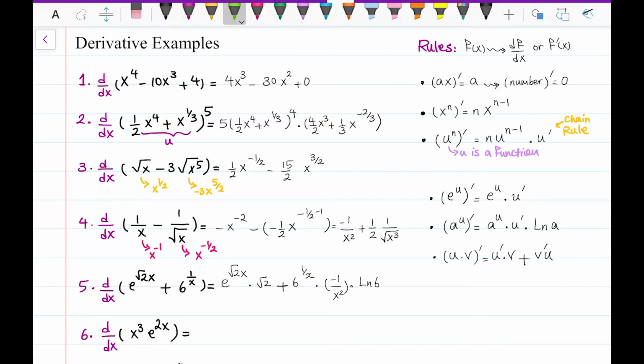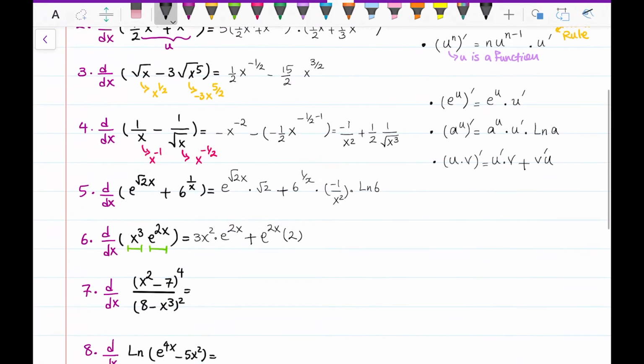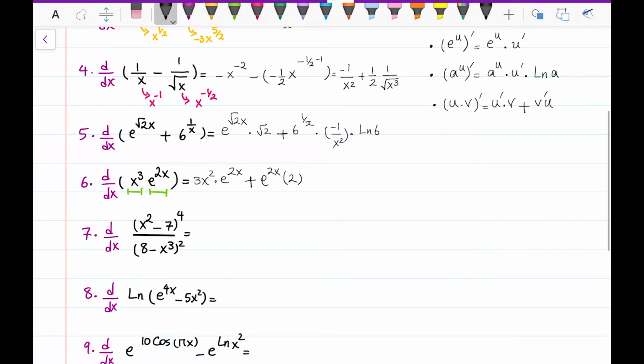I have a product of two functions, okay? Now for that, it would be derivative of the first one, derivative of x cubed would be 3x squared times the second one, e to the 2x, plus derivative of the second one, derivative of e to the 2x, okay? So it would be e to the 2x times derivative of 2x, which is just 2. Okay, very good. Now let's go to the next one.